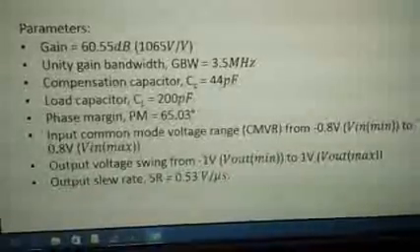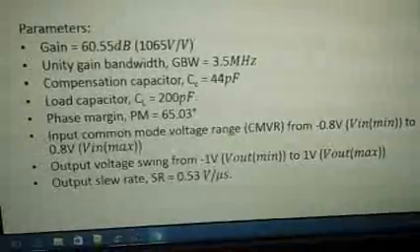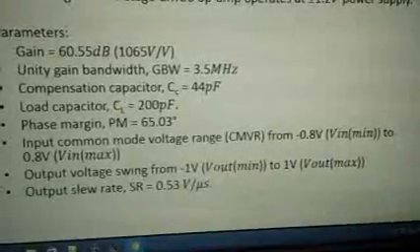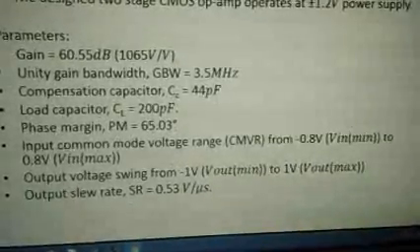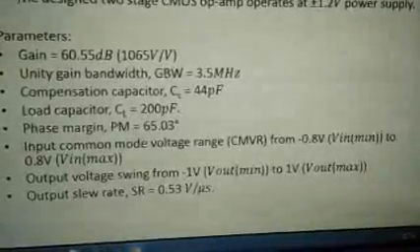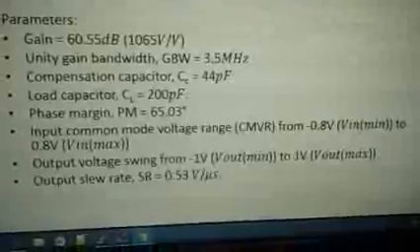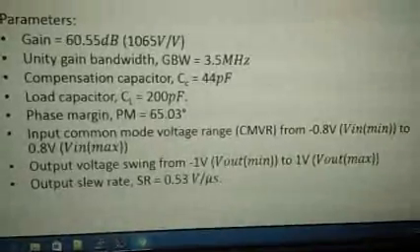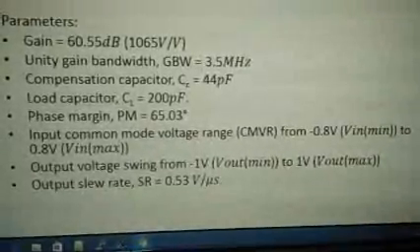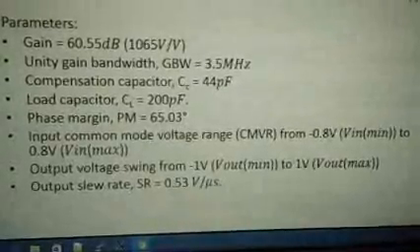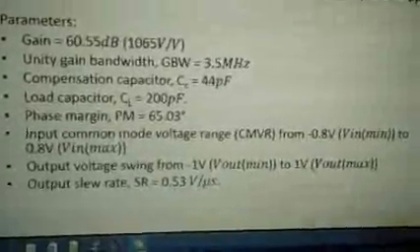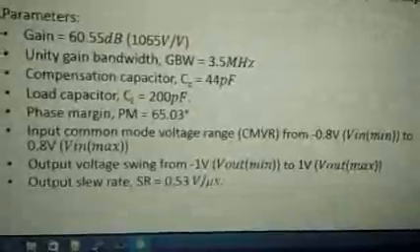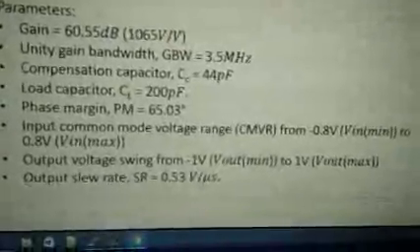The compensation capacitor that we use in the simulation is 44 picofarad, and the load capacitor that we use is 200 picofarad. The phase margin obtained from the simulation is 65.03 degrees. The input common mode voltage range we obtained from the simulation is from negative 0.8 volt to 0.8 volt. The output voltage swing obtained from the simulation is from negative 1 volt to 1 volt. The output slew rate obtained from the simulation is 0.53 volt per microsecond.